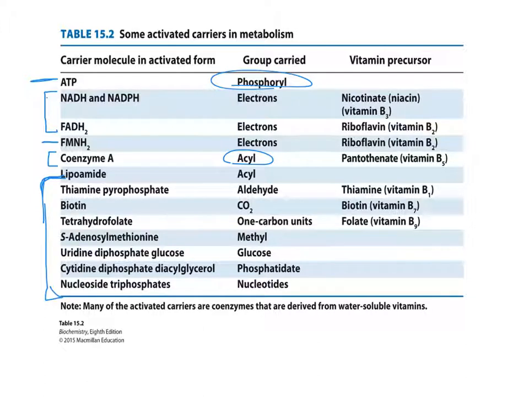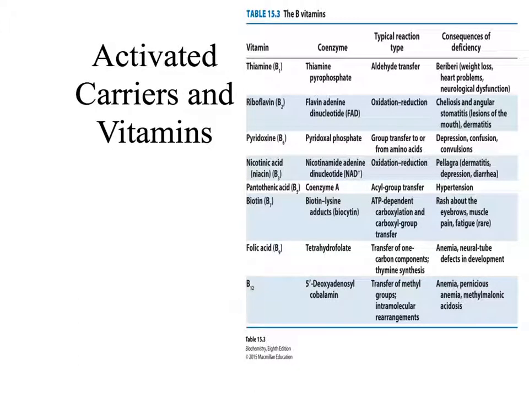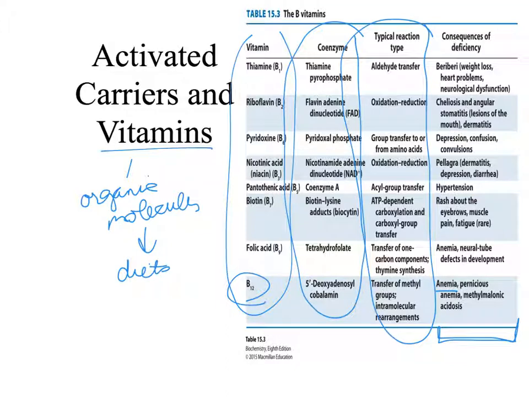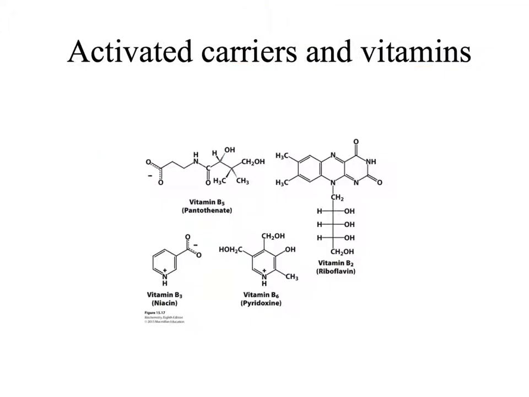And we can see that these substances do have vitamin precursors, so these vitamins are going to be important in allowing for the formation of these carriers. So this is just highlighting that nearly all of the activated carriers serving as coenzymes are derived from vitamins. We know that vitamins are organic molecules. So here we're just showing some of the structures of the vitamins that were in the table. These are just some of the vitamins that serve as coenzymes.